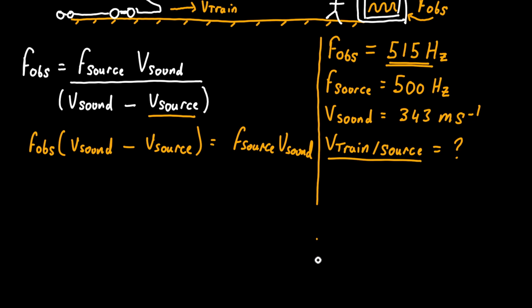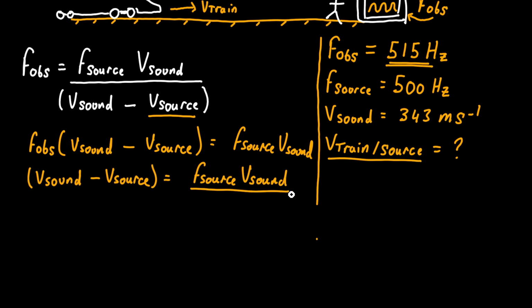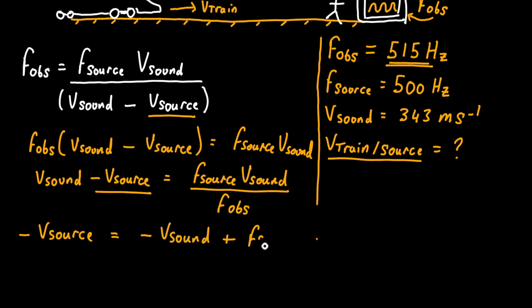Then we can divide both sides of the equation by the frequency from the observer's point of view. So now the frequency observed is in the denominator on the right-hand side. And now I've moved the velocity of the sound in air to the right-hand side and flipped the sign on both sides of the equation, so we can remove the negative sign from the velocity of the source.